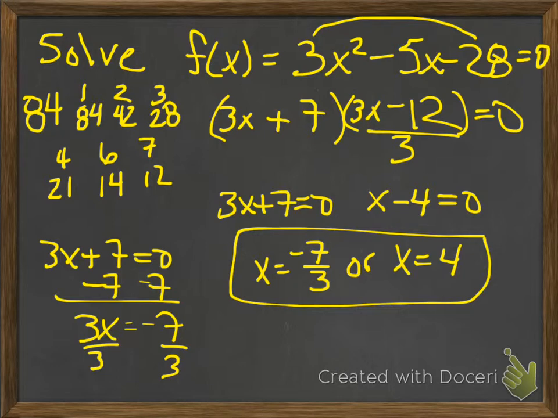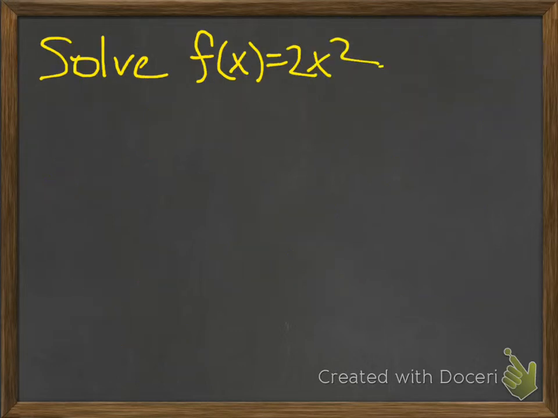Do we have to put both of the x? Solve for f of x is equal to 2x squared minus 7x minus 4. Let me give you a minute or two to work that out on your own.